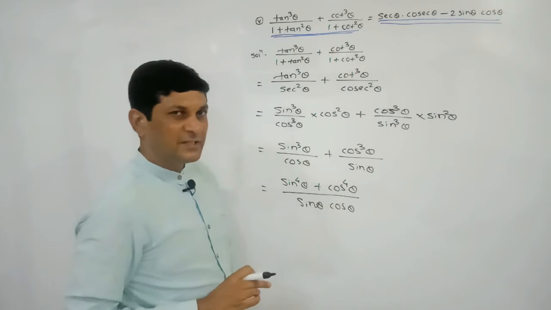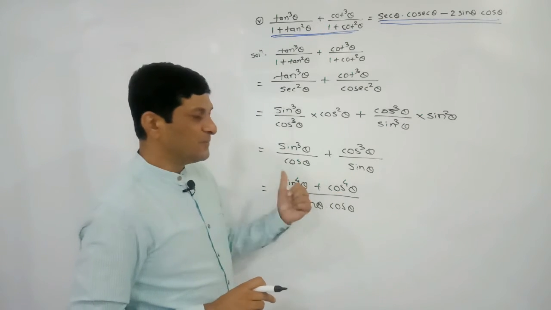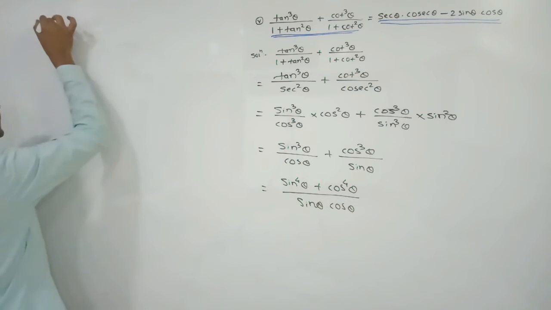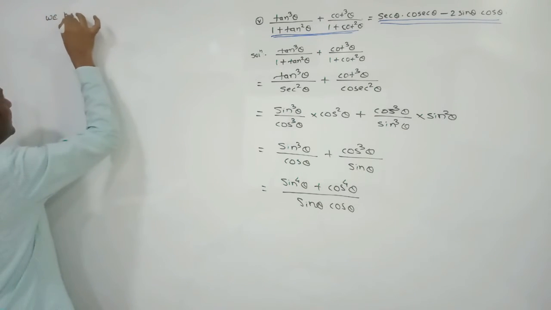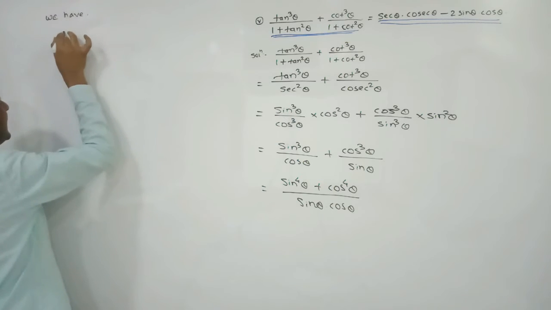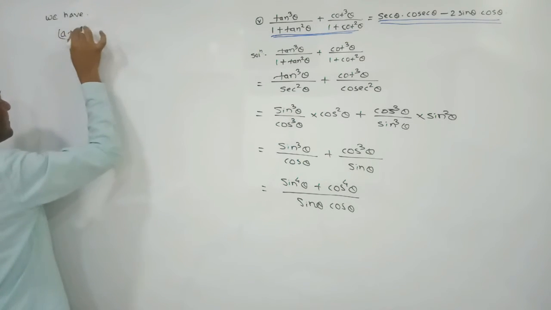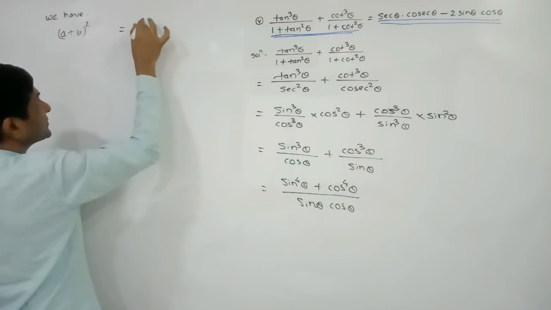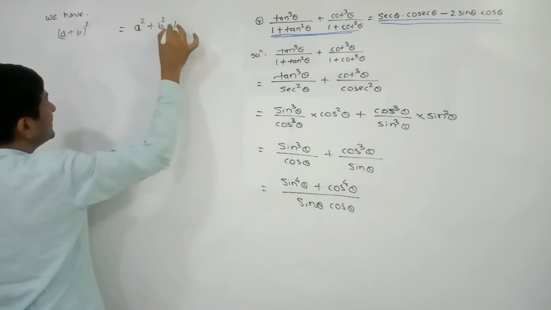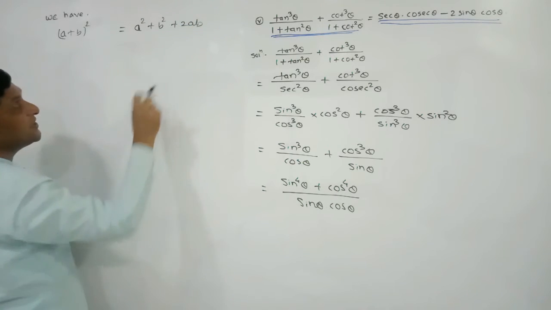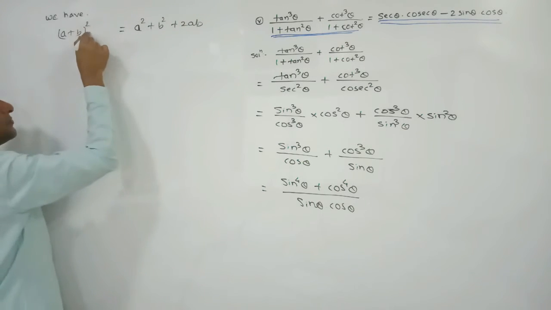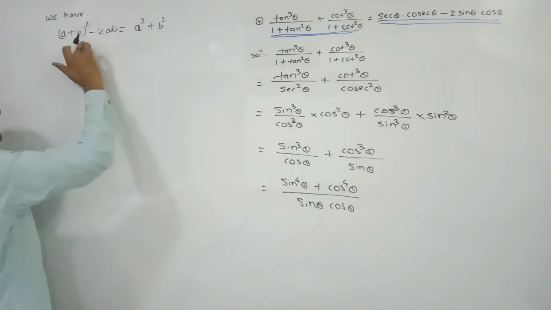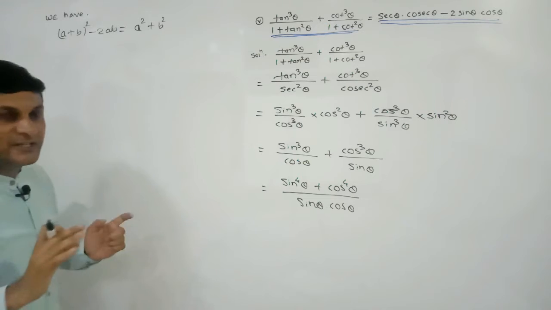Now we are making use of one identity to simplify this numerator. Now try to understand that identity. We have one identity: a plus b whole square. What is the value of a plus b whole square? That is a square plus b square plus 2ab. Now this plus 2ab on this side will become what? Minus 2ab. Just simply we are using transformation. Plus 2ab we have taken on this side, it will become minus 2ab.